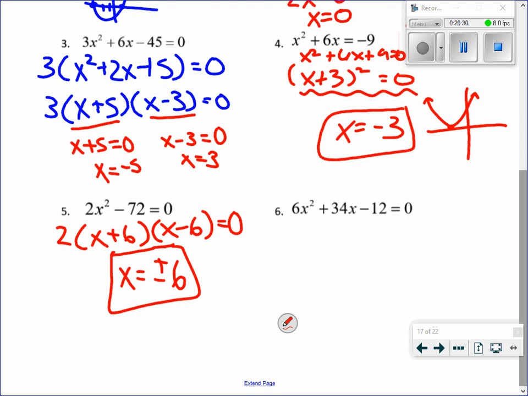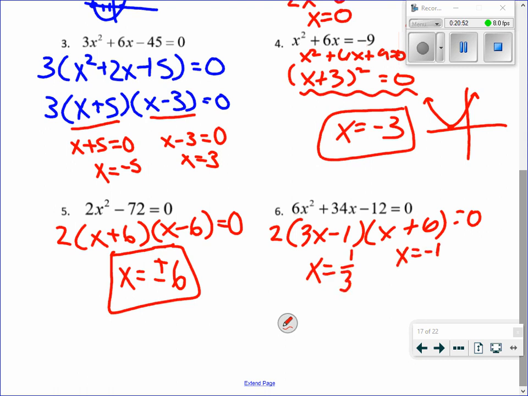So number 6, you should have had a GCF of 2. And then from there, what were your factors? Like x plus, what was it, Luke? So after simplifying, you had 3x minus 1 and then x plus 6. That sounds good. So we know x should have equaled 1/3 and what else? There we go. So that should be a review from Algebra 1.